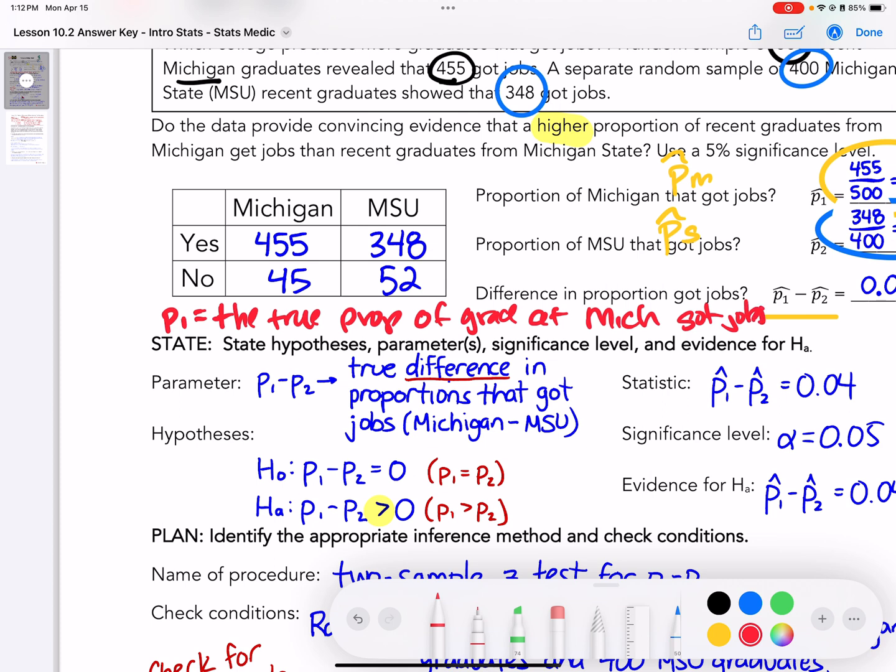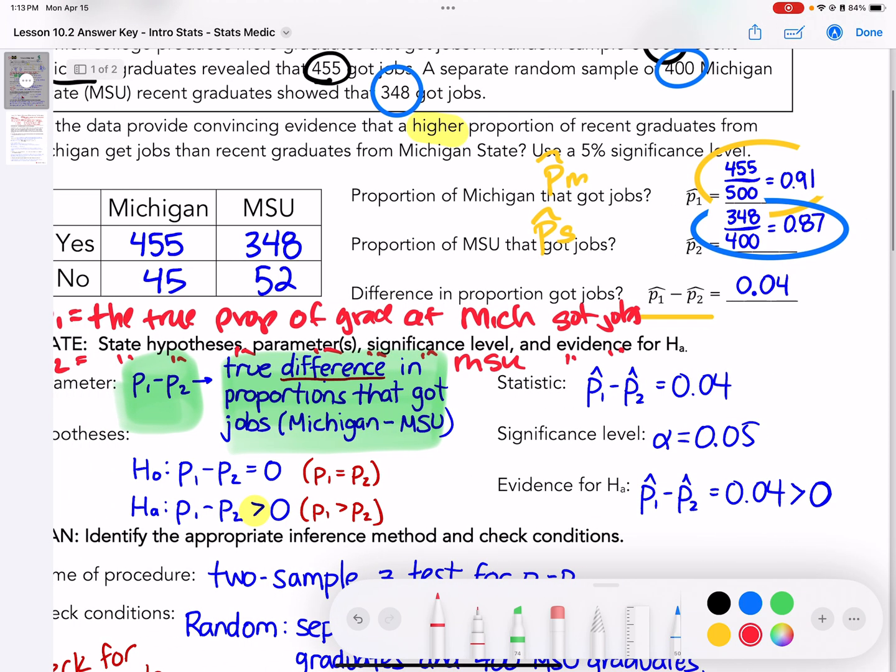And then you'll see the same thing for P2 is equal to the true proportion of graduates of Michigan State University that got jobs. So you could see it listed separately like this, or you can see it listed together like this: P1 minus P2 is equal to the true difference of proportions that got jobs. Since that's what I'm studying anyway, that's fine. But I just want to show you that you can do it either way. All right, so the statistic that we're doing is going to be P1 hat minus P2 hat, which we already solved above.